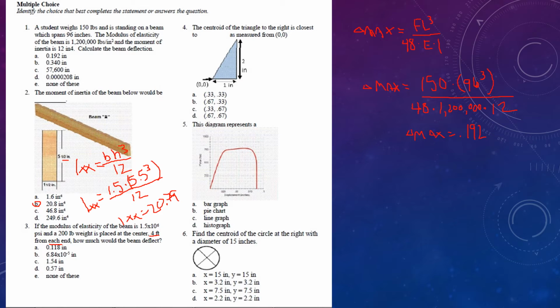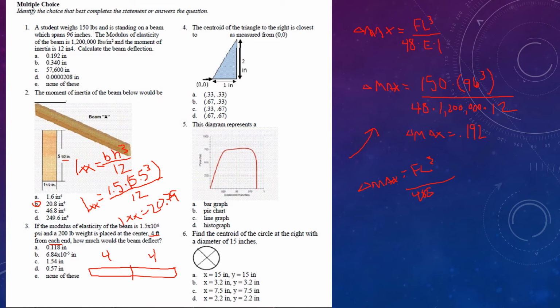If you have a board and your center point is 4 feet from each end, the whole length of the board is going to be 8 feet. That's where a lot of people made the mistake here. So it's the same equation as up here for number 1. So deflection max is going to equal FL cubed over 48 EI.